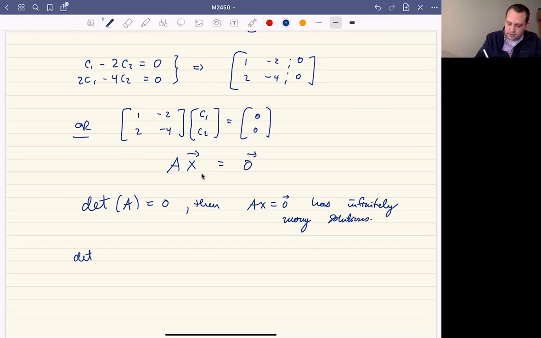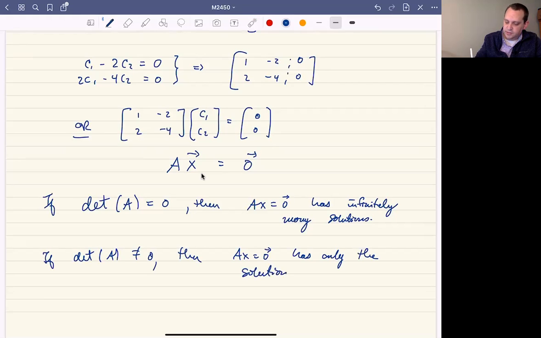Otherwise, if the determinant of A is not 0, then AX equals 0 has a unique solution. In other words, it has only the solution X equals 0. That's going to be the only value that will solve this, if the determinant is non-zero. So knowing whether the determinant of A is 0 or not tells us whether or not these two vectors are going to be linearly independent or not.